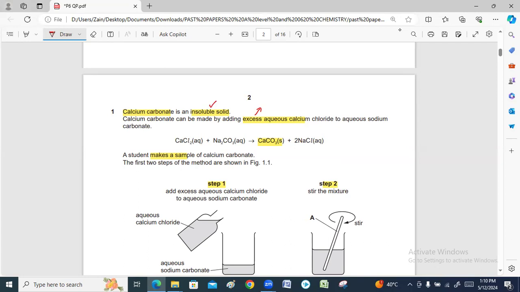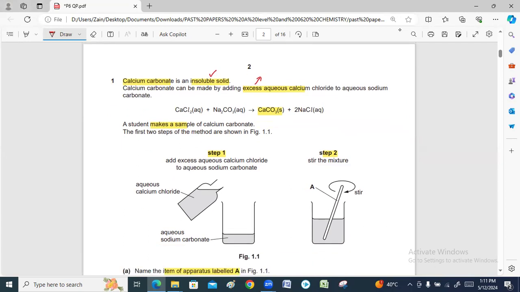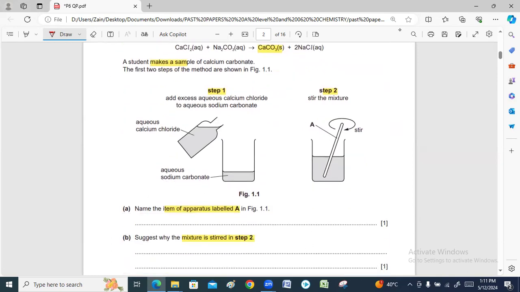A student makes a sample of the calcium carbonate, and the first two steps of the method are shown in this figure. So this is step one, in which aqueous calcium chloride and aqueous sodium carbonate are being mixed, and we're using excess aqueous calcium chloride to aqueous sodium carbonate, and in step two, stir the mixture. Let's start from the questions: name the item of the apparatus labeled A.